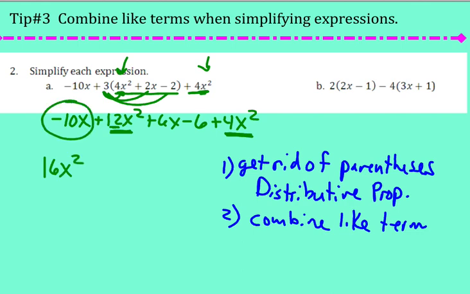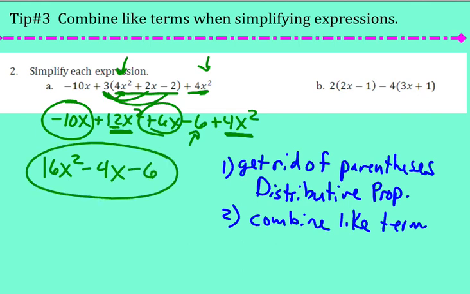Then we'll go to the negative 10x and the 6x because they both have an x, so the first power. Negative 10 plus the positive 6 is going to give me negative 4x. And finally, the only thing I have left is just a number, or what we call a constant, negative 6. So there's our answer, 16x squared minus 4x minus 6.